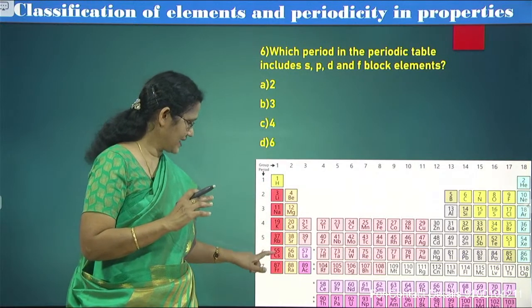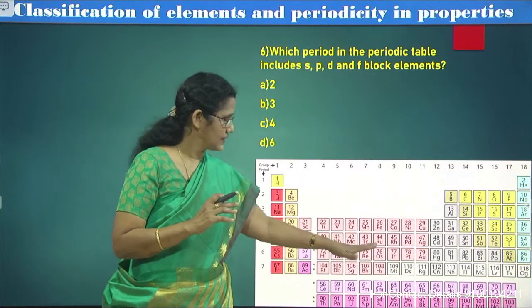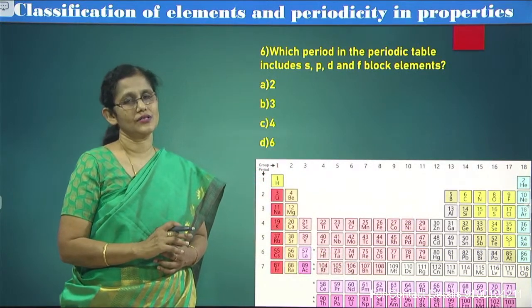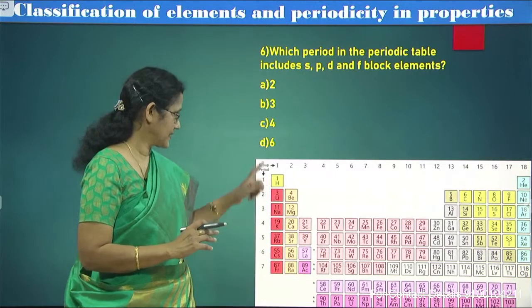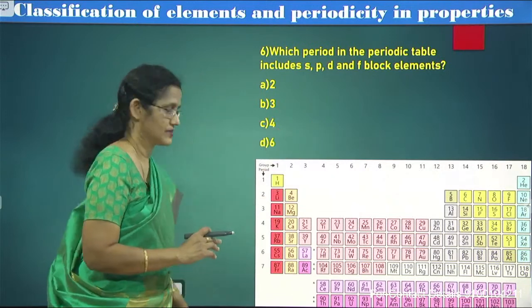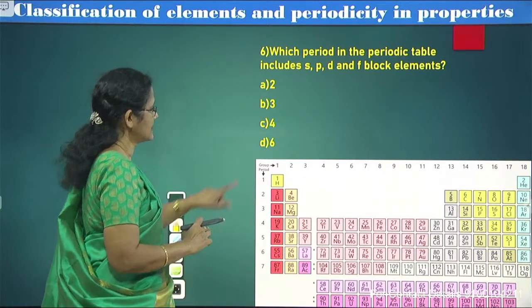The sixth period has S block elements, D block elements, P block elements and F block elements. So, what should be the correct answer? The sixth period has S, P, D and F block elements. The correct answer should be the sixth period.